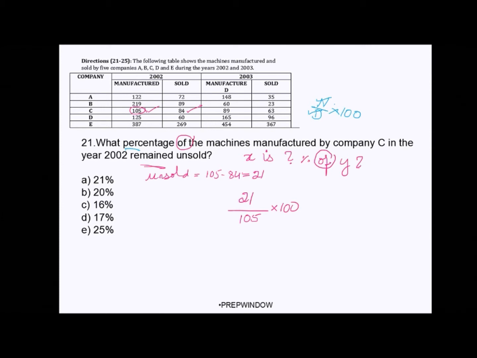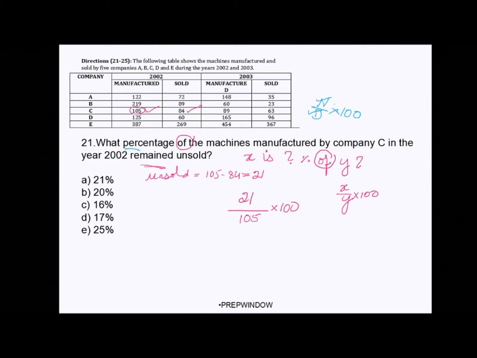So x is what percentage of y means x divided by y into 100. The number which comes after of becomes your denominator, so the other number becomes your numerator. Same here. After of, machines manufactured by company C becomes your denominator, and your numerator is unsold. Now you have to simplify this. Don't try to cancel the denominator and numerator with some numbers.